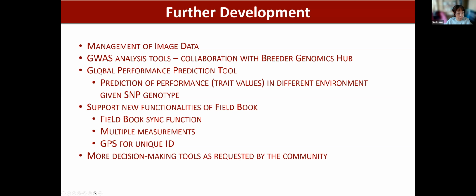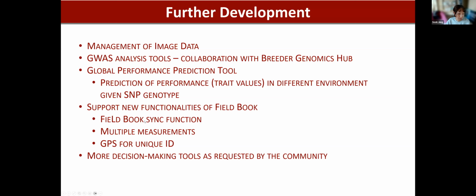We are also working with Craig Hartner in Australia on a global performance prediction tool. This is more for public use. With this tool, people will be able to predict performance in different environments with just the SNP genotype. And then we will keep supporting new functionalities of the Field Book app.